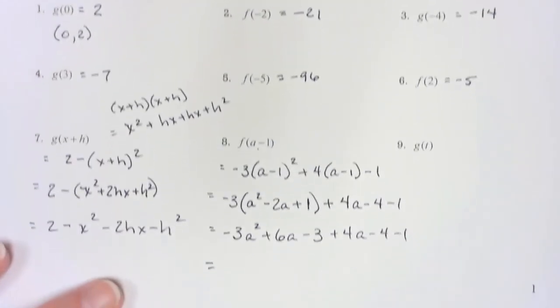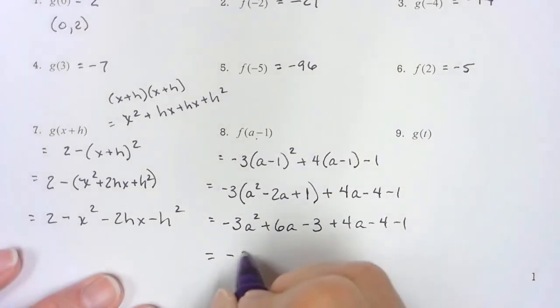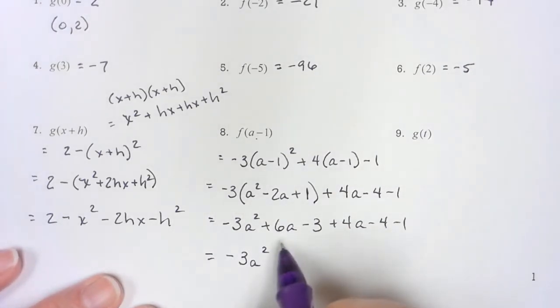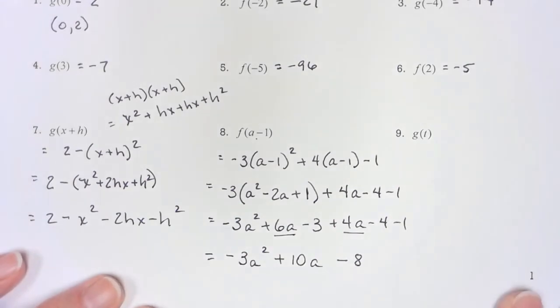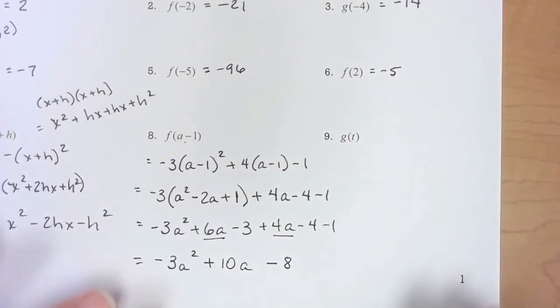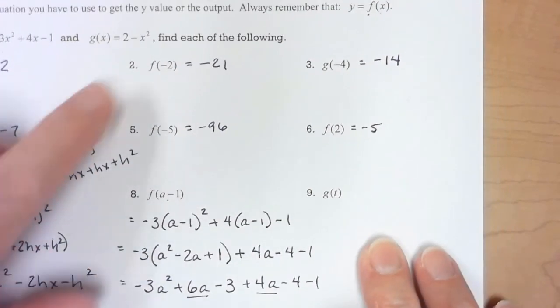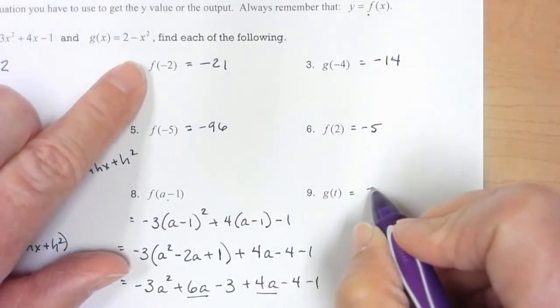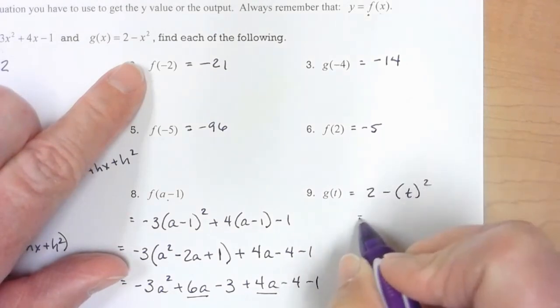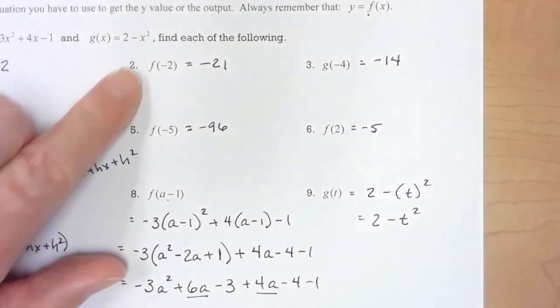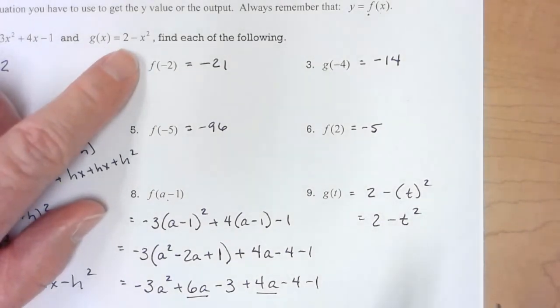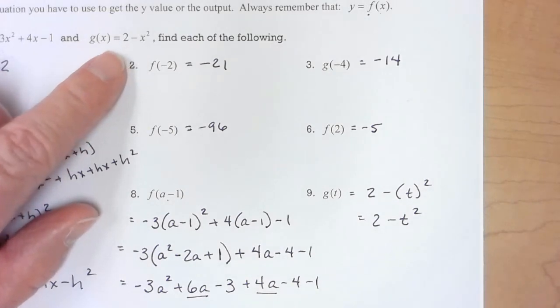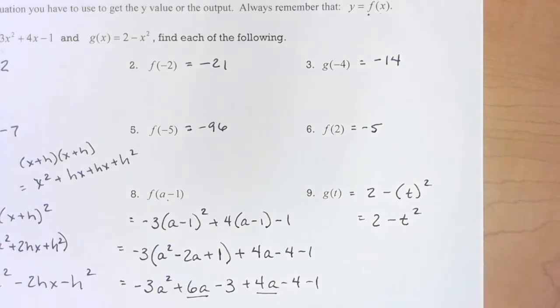Now I do have like terms here. I'm going to go ahead and put it in descending order. So I've got -3a squared, got 6a, 4a, that's a plus 10a. Looks like -8. So that's it. In the last one, I'm supposed to substitute t in for x. That was nice. So if you were just given a letter, really you're just renaming the letter up here. Remember, every once in a while, if I'm given a different letter, I'll go and use X. So in a way, I'm just renaming the letter.